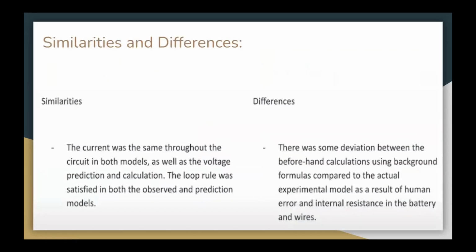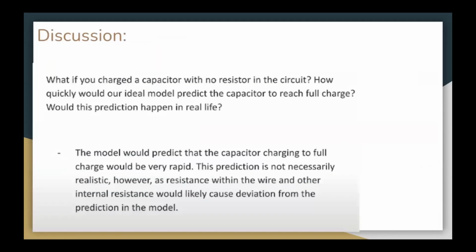Some similarities and differences. The current was the same throughout the circuit in both models, as well as the voltage prediction and calculation. The loop rule was satisfied in both the observed and prediction models. The differences: there was some deviation between the beforehand calculations using backward formulas compared to the actual experimental model as a result of human error, of course, and the internal resistance in the battery and wires.